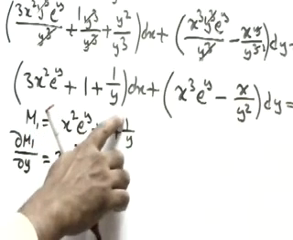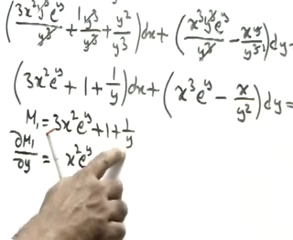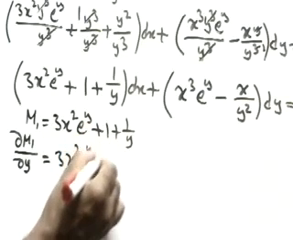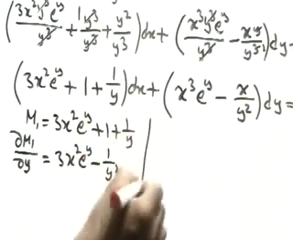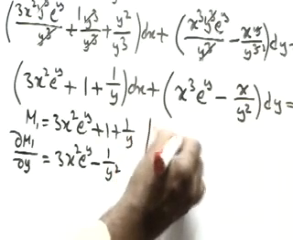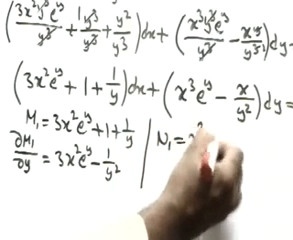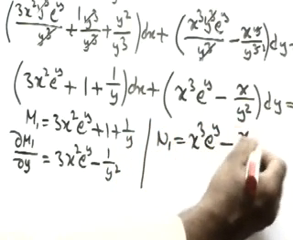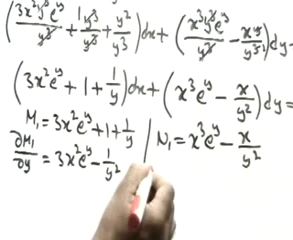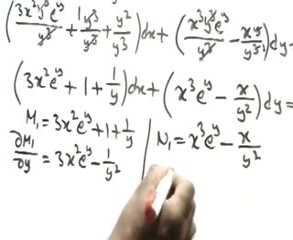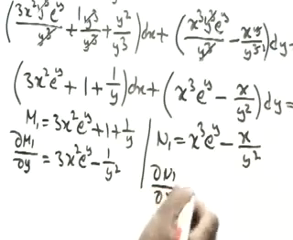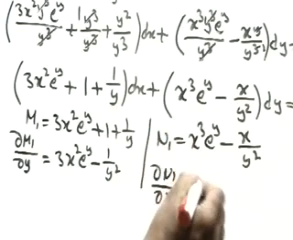This will be constant 0. Now d by dx of 1 by x will be minus 1 by x square, so this will be minus 1 by y square. Now let me see this one, n1 equals x³ e power y minus x by y square. Now differentiate this one, dou n1 by dou x.